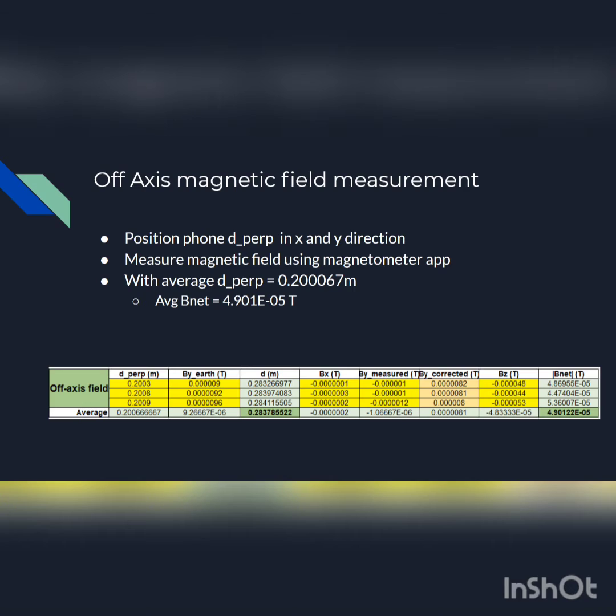The off-axis magnetic field measurement. We position the phone at D-perp in the x and y directions and measure the magnetic field using the magnetometer app, with an average D-perp of 0.20067 meters. The average magnetic dipole magnitude is 4.901 e to the -5 Tesla.